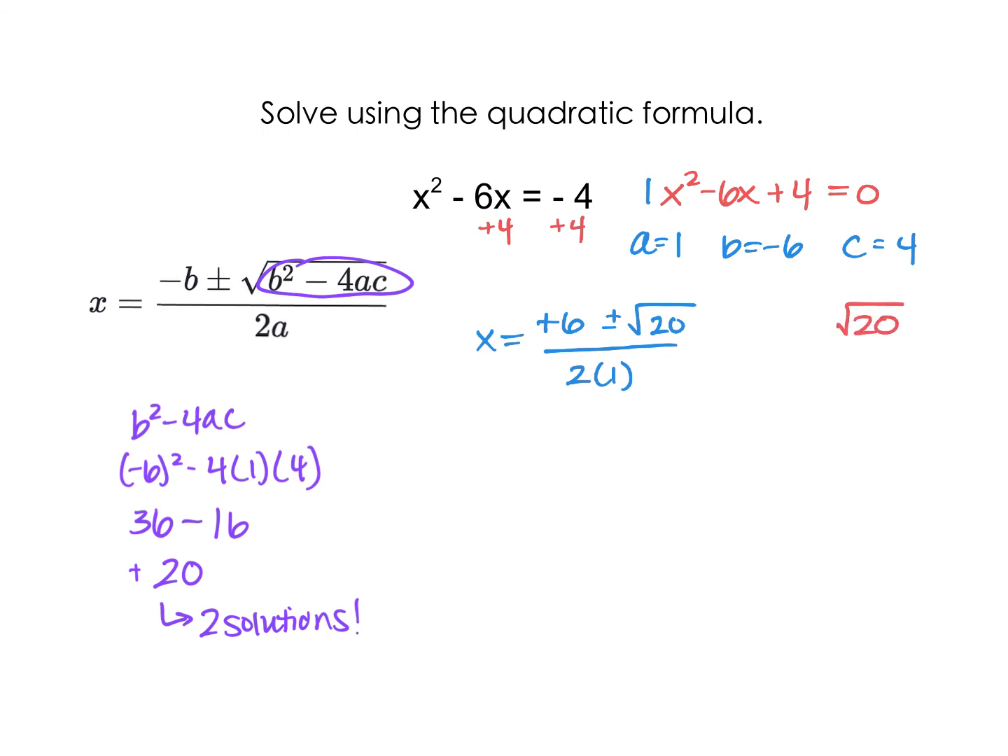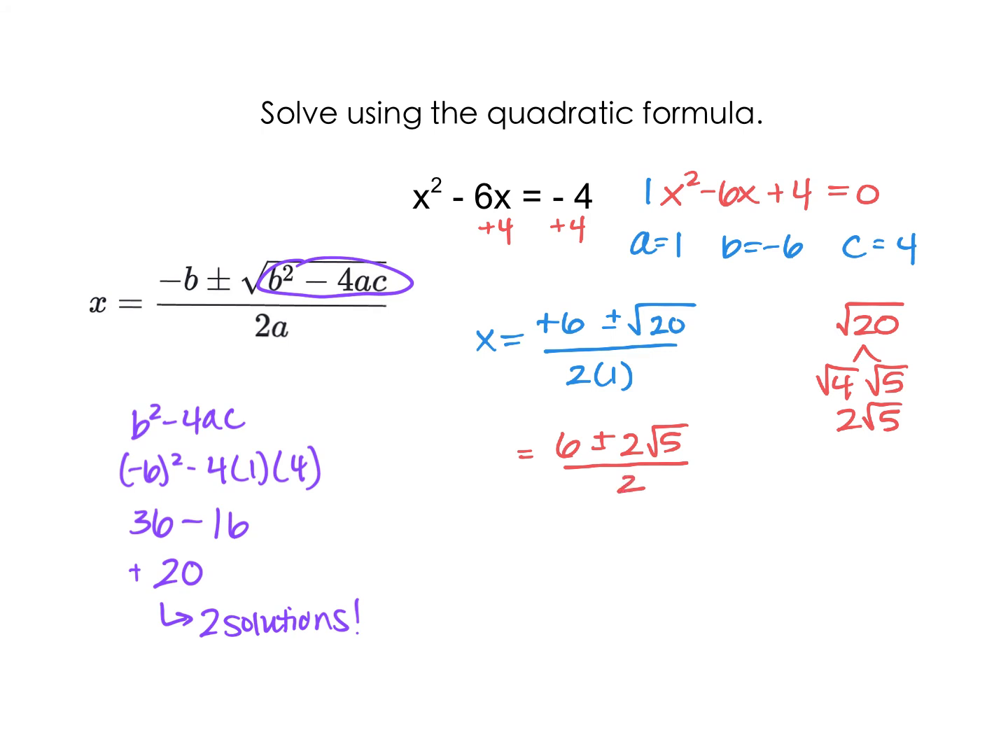Square root of 20 can break down into the square root of 4 times the square root of 5. I like that because 4 is a perfect square. So I'm going to replace square root of 20 with 2 square roots of 5, meaning my solution is 6 plus or minus 2 square roots of 5, all over 2.